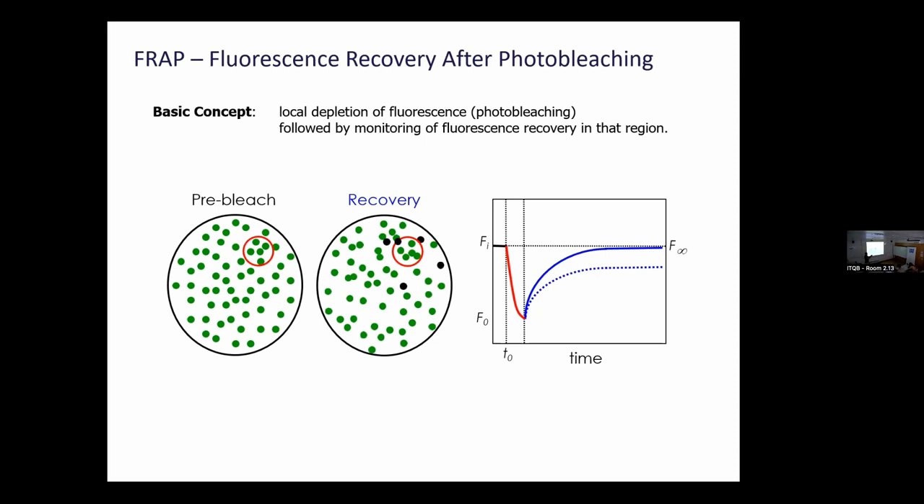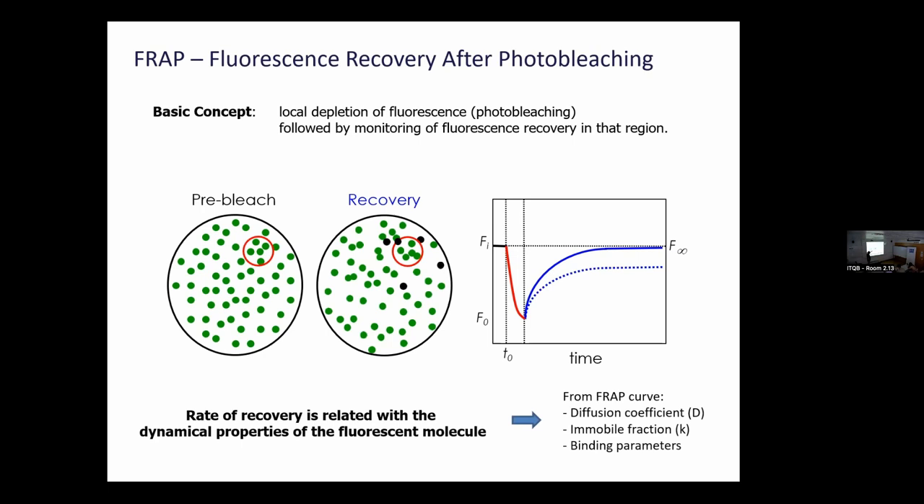For instance, we have 80% recovery, which means that 20% of the molecules were not replaced. Maybe we have a fixed population bound to something very immobile on that side. But you can go one step further, and from the shape of the curve, we can use mathematical modeling and other numerical approaches to extract quantitative parameters of mobility.